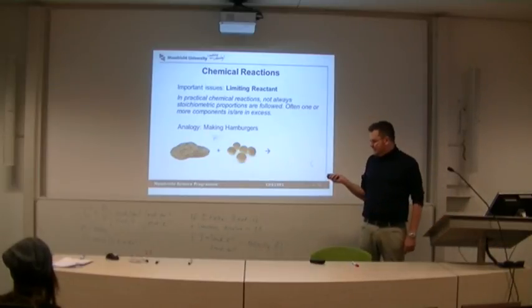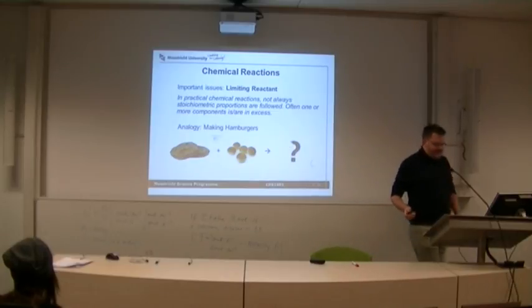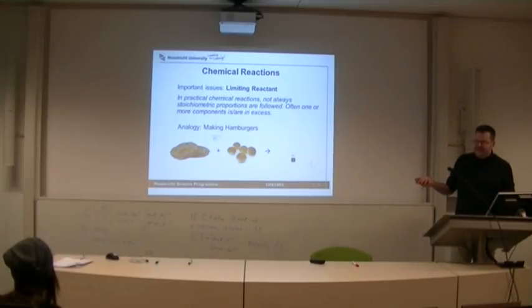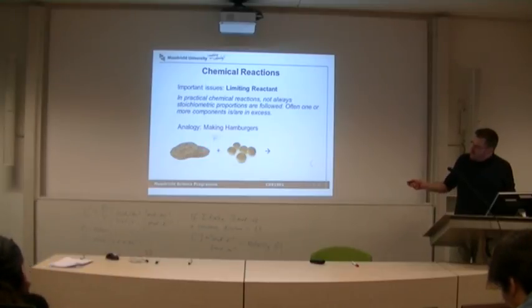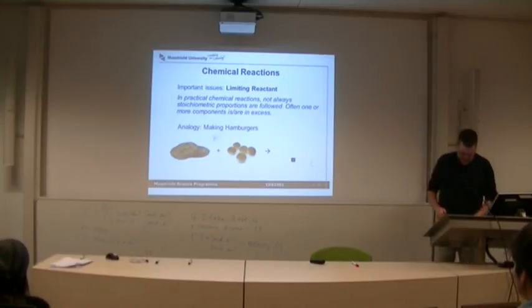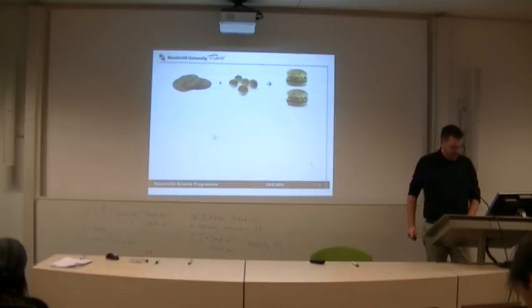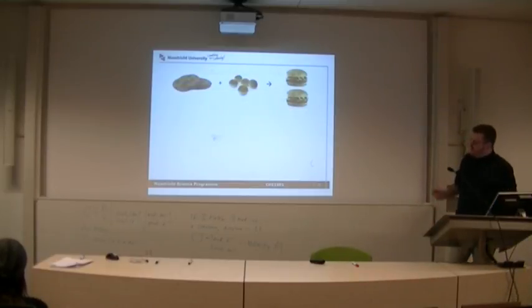3 bread rolls are going to be left, meaning that the bread rolls are in excess. The hamburger patties are the limiting reagents. I can only make as many hamburgers as there are hamburger patties. Okay, so I can only make 2 hamburgers.